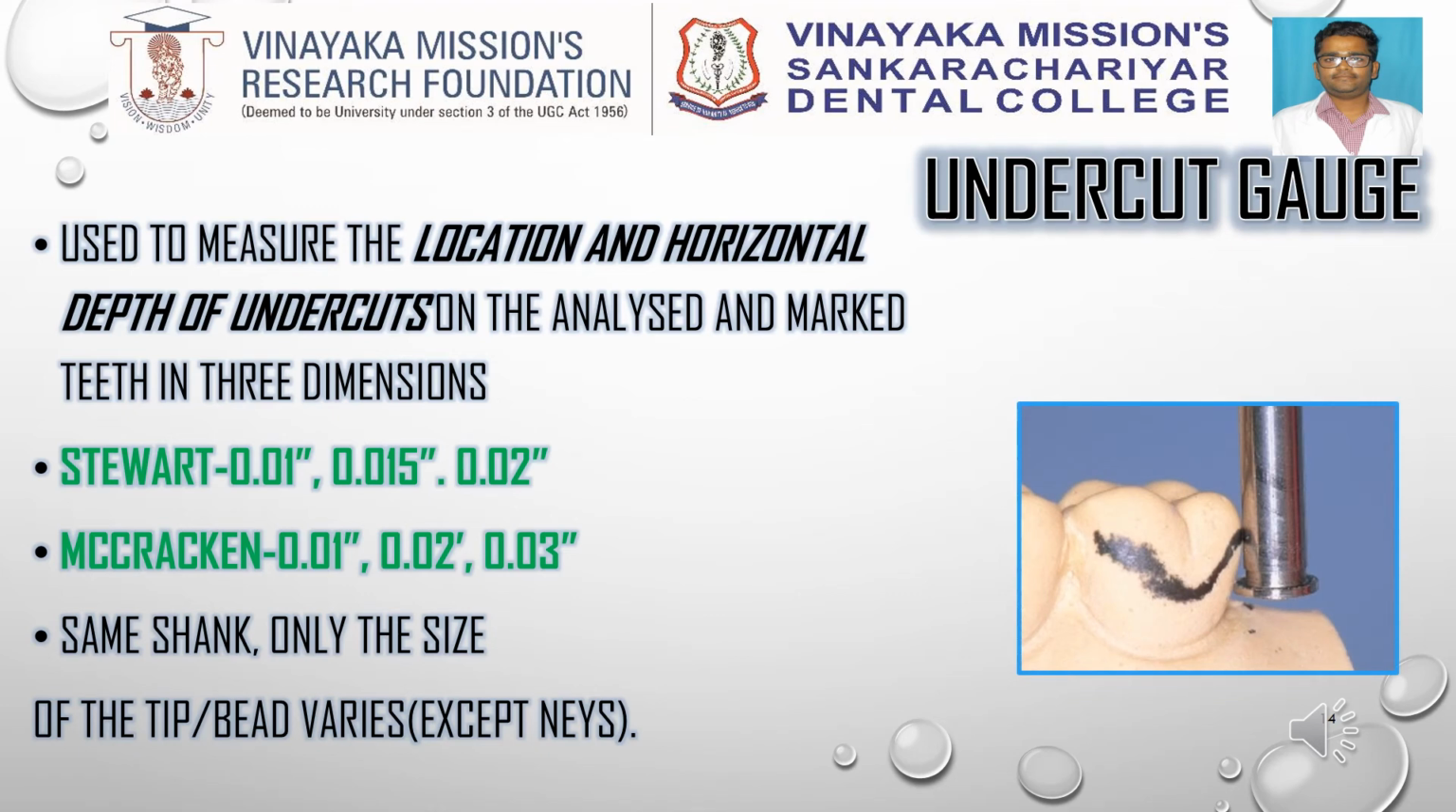The next tool is the undercut gauge, which is used to measure the location and the horizontal depth of undercuts on the analyzed and marked teeth in 3 dimensions. It has 3 different leaves which measure 0.01 inch, 0.02 inch and 0.03 inch. The same shank is used, and only the size of the tip or bead varies in the Williams and Jelenko surveyor, whereas in the Nace surveyor you have different sets of undercut gauges.